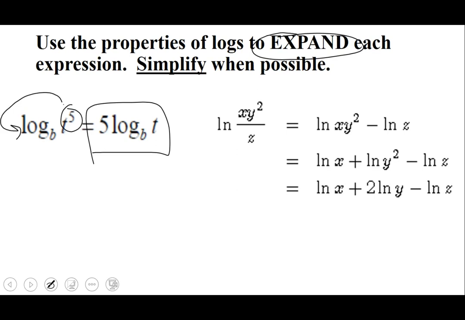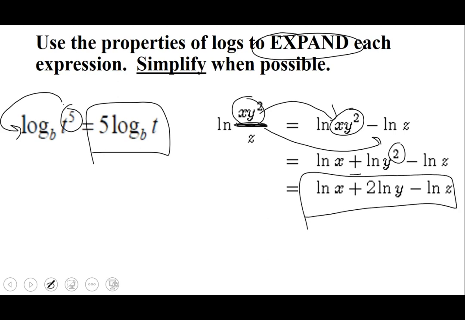In the next example, the ln of xy squared over z, the first thing you'll notice is that the biggest operation going on is a quotient, which is a division. So the first thing we're going to do is use the quotient property, which says you rewrite this as the ln of the numerator, turning the quotient into a subtraction of the ln of the denominator. Then xy squared is of course a multiplication. A multiplication can then be broken up into an addition using the product property. And last but not least, any exponent, you're going to move down to the front, which gives you a final expanded answer of the ln of x plus 2 ln y minus ln z.